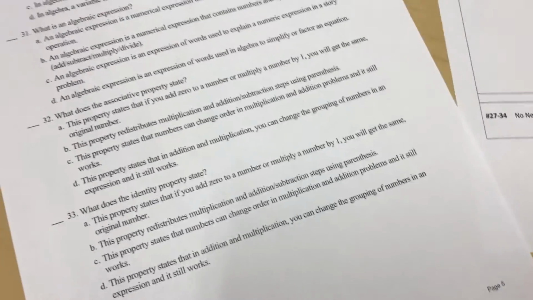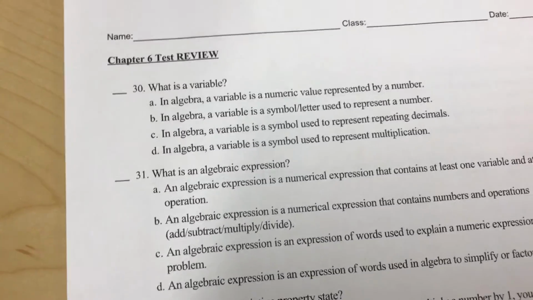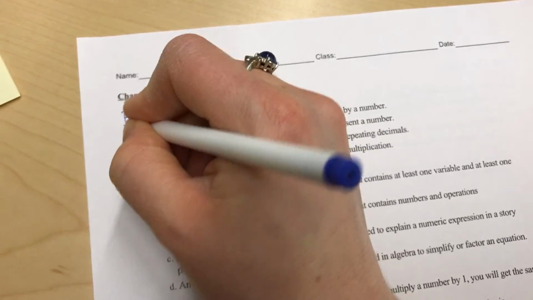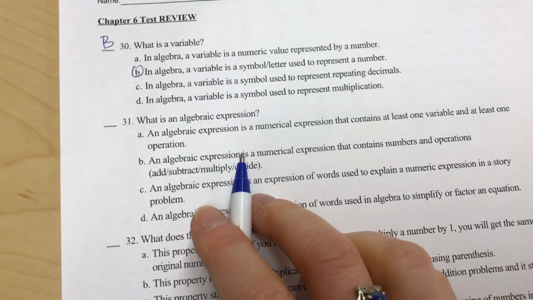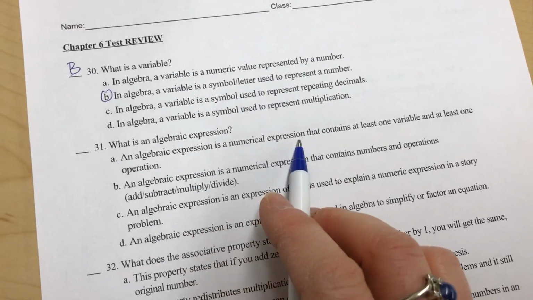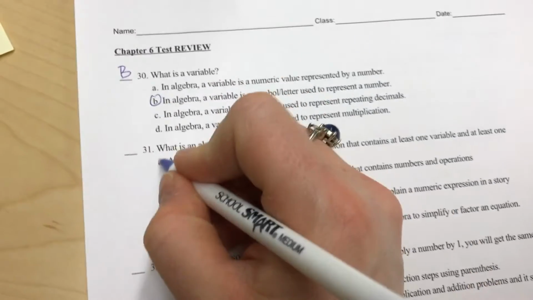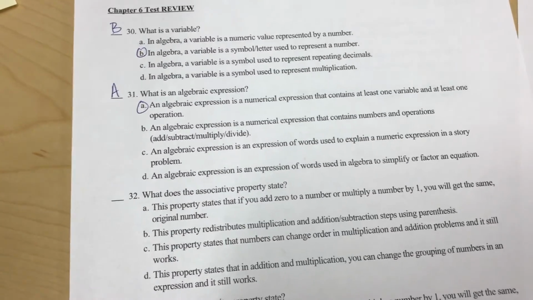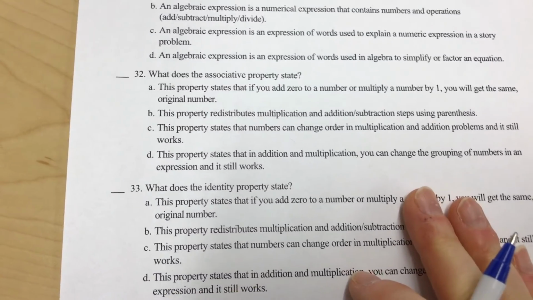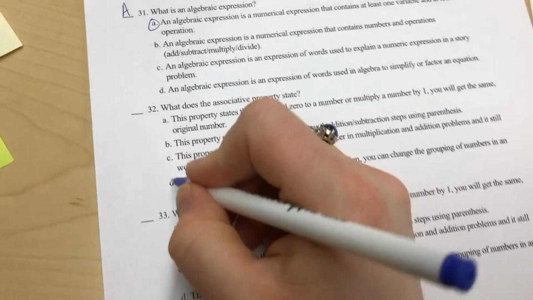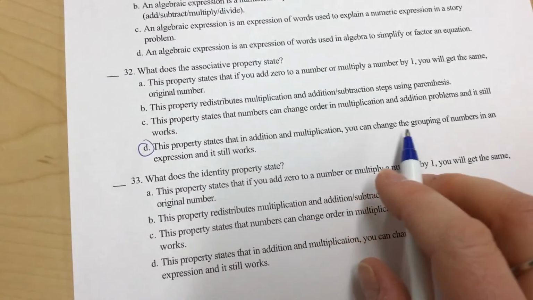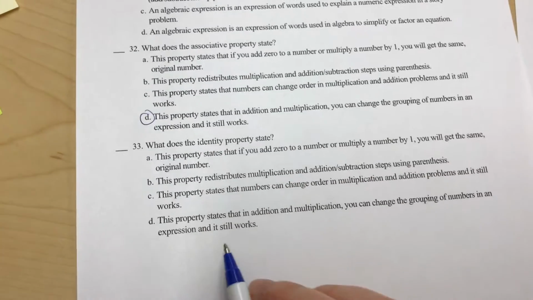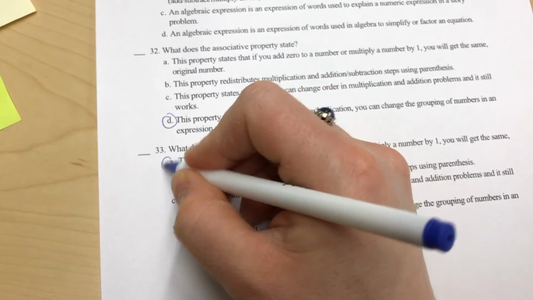Oops, sorry. Next one, what is a variable? That's B. It's a symbol or letter used to represent a number. What is an algebraic expression? That's A, a numerical expression that contains at least one variable and one operation. And number 32, what does the associative property mean? That's D. In addition and multiplication, you can change the grouping of numbers and it still works. And the identity property, that's A.